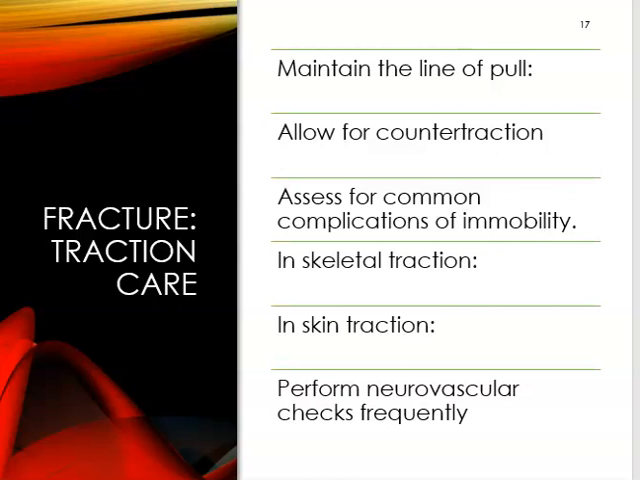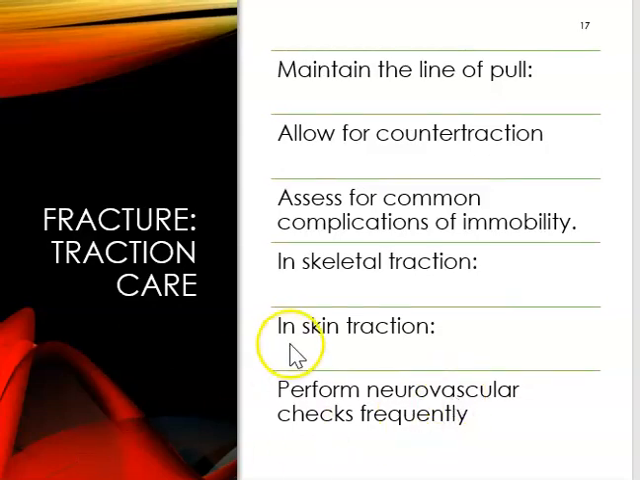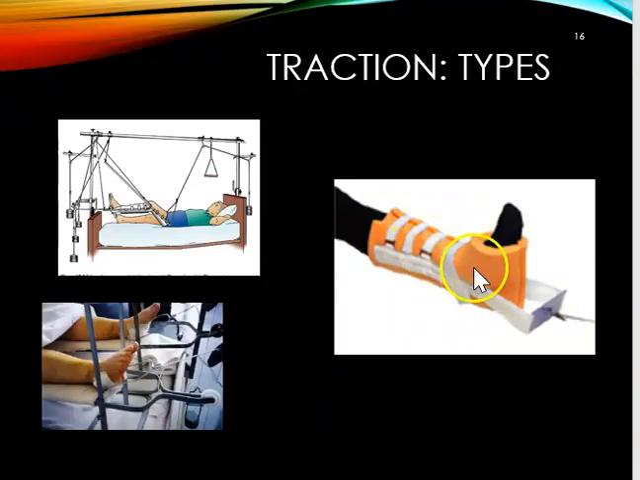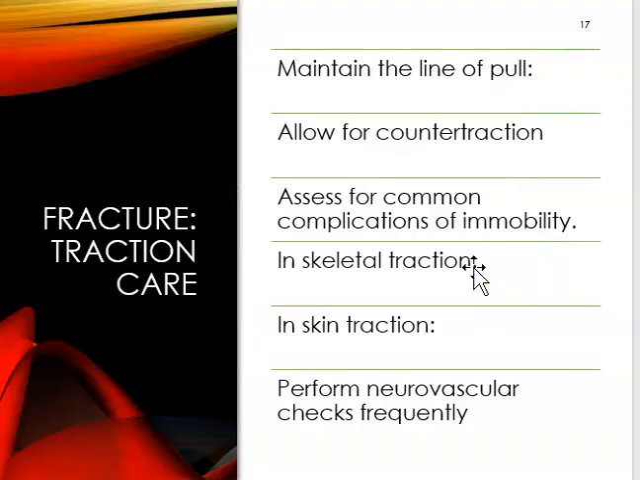In skin traction, make sure you're assessing the skin frequently. Bony prominences, provide padding like what we see in this one. That's quite a bit of padding there. And protective dressings. Perform your neurovascular checks frequently. That's going to be essential with these types of patients, especially if they're in skeletal traction. You want to remove weights only when intermittent traction has been ordered to alleviate muscle spasms. So make sure you do those neurovascular checks.